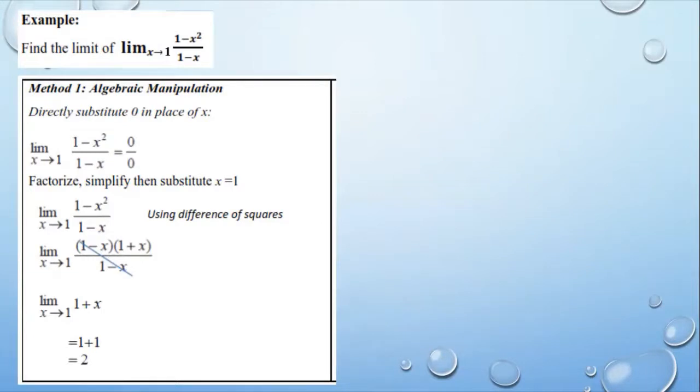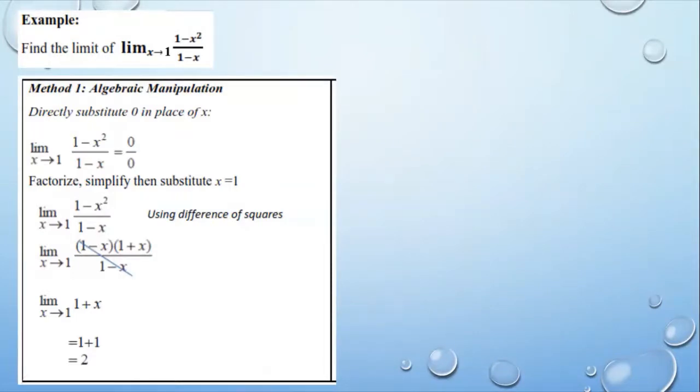So you can see in the numerator you have 1 minus x, in the denominator you have 1 minus x. Hence, you can just cancel. So you're left with 1 plus x. Now you substitute. Yes, you have factorized first, you have simplified. Now substitute. When you substitute 1 in place of x, you will get 1 plus 1, which is 2. Okay. In the beginning, you were getting 0/0. After factorizing and simplifying, you are getting 2. Just one method.